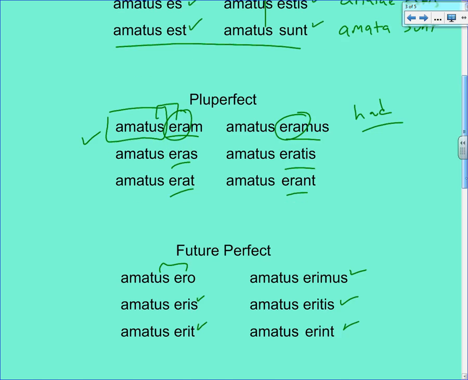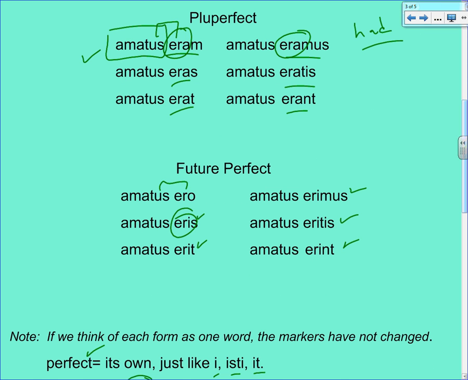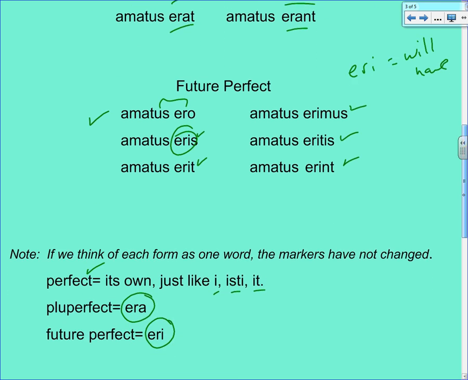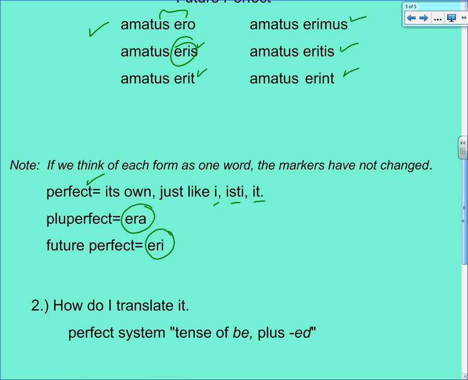And for the future perfect, it's the same thing. ERI is the future perfect tense marker. So I will have, because remember ERI equals will have. To make it passive, I add a form of be. So I will have been. I will have been loved. But the only way that's going to work out is if I think of those as one word. Number two is, how do I translate it?